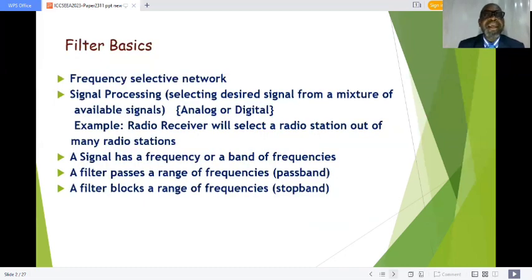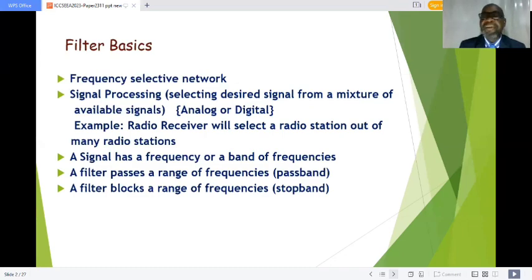Filter basics. A filter is a frequency selective network. In signal processing, at times it is necessary to select a desired signal from a mixture of available signals. It can be analog signal processing or digital signal processing. For example, a radio receiver will have to select a radio station out of many radio stations.